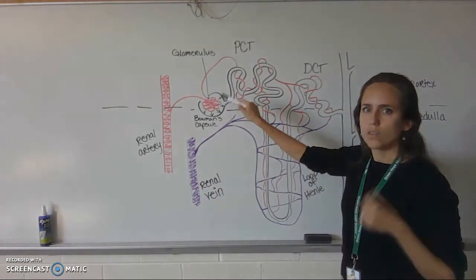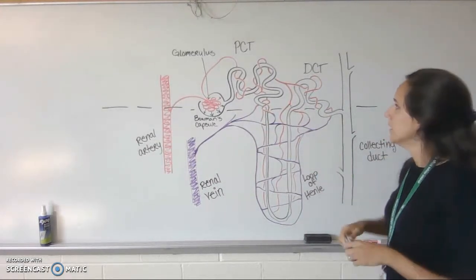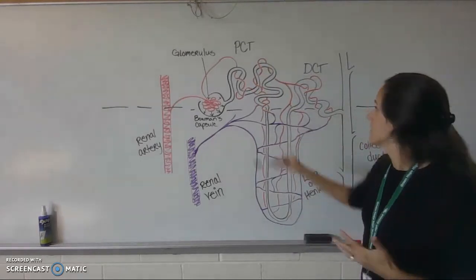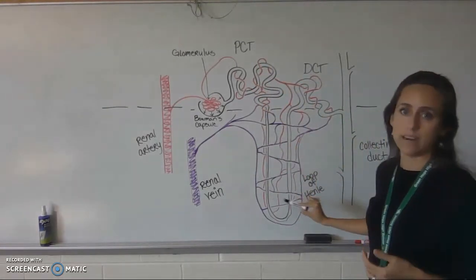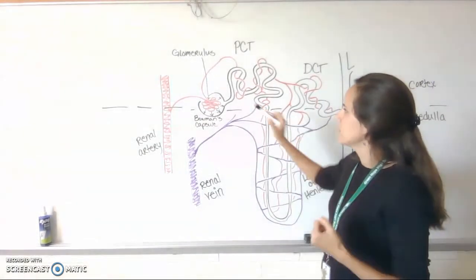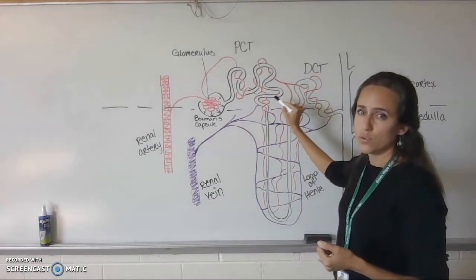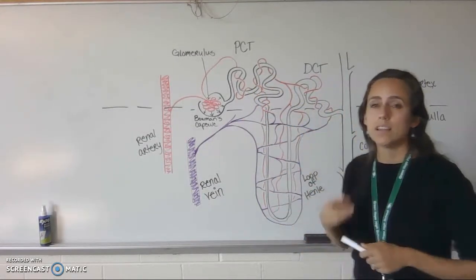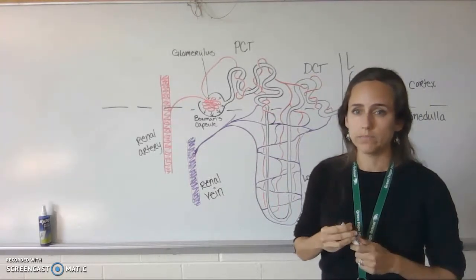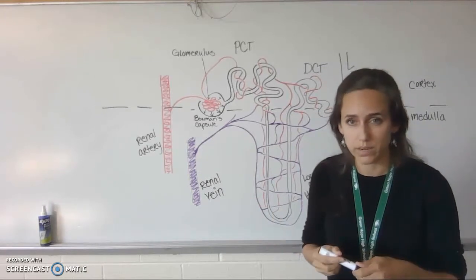So how did it turn from filtrate to urine? What goes on that makes that happen? So you will see that I've drawn a bunch of little capillaries that surround this nephron, that surround the tubules. So the entire time that this filtrate is passing through the tubules, there's something called reabsorption going on, and also secretion. But first we're going to talk about reabsorption.